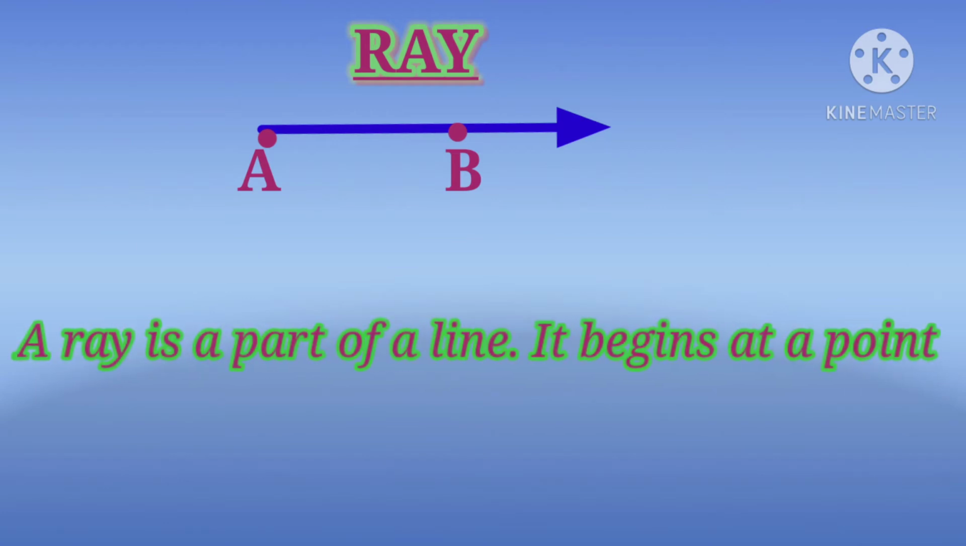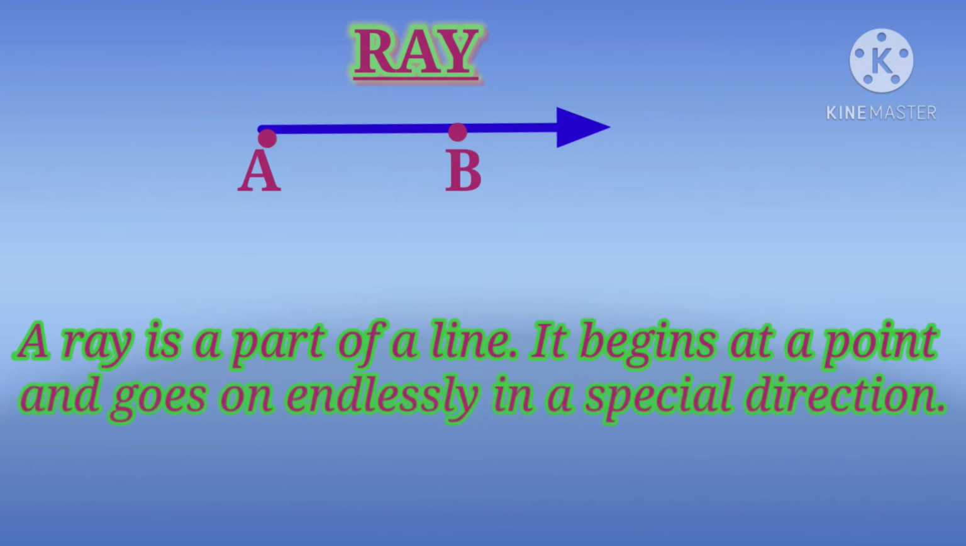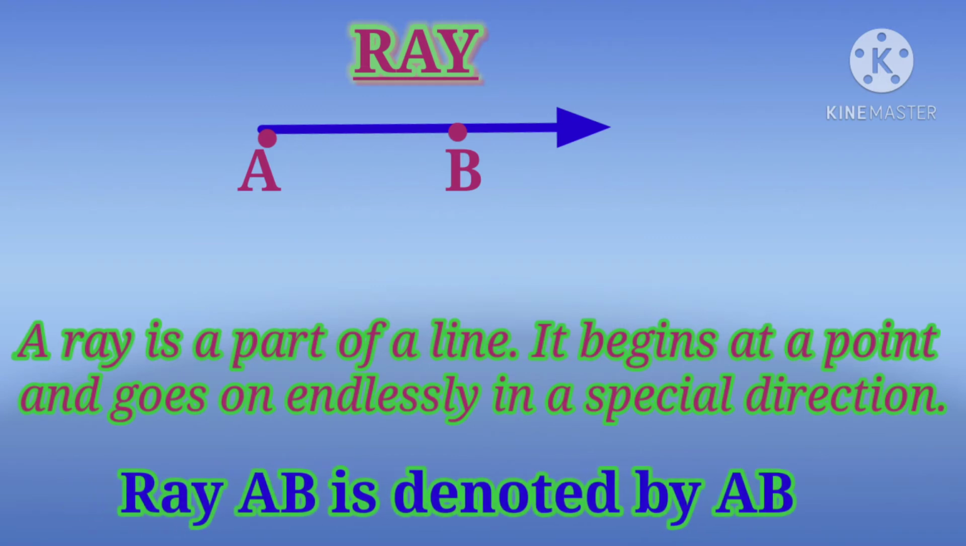Our next topic is ray. Here on the screen you can observe a ray. A ray is a part of a line. It begins at a point and goes on endlessly in a special direction. Ray AB is denoted by ray AB.